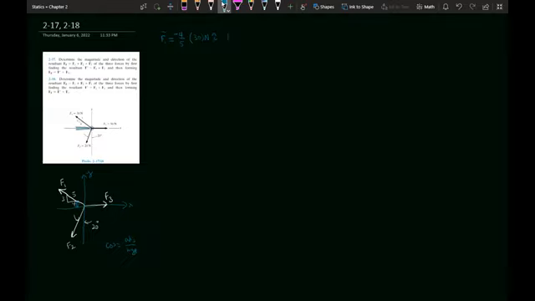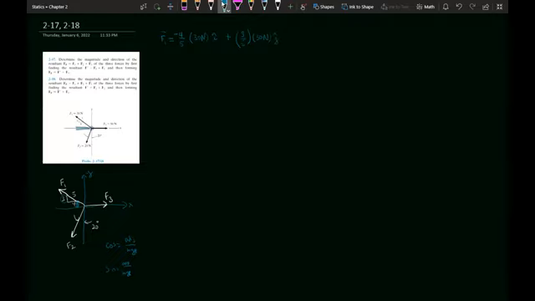Plus, this time we're going to do 3 over 5, because remember that sine is equal to the opposite over the hypotenuse, and the opposite of this angle here is 3. So we have 3 over 5 times the magnitude of the force, which is once again 30 newtons, and that's in the J hat.